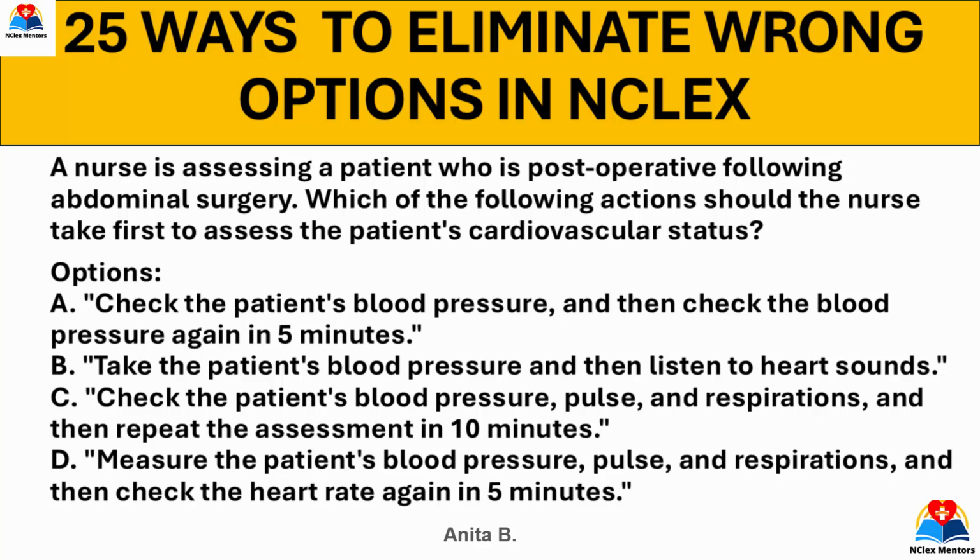A nurse is assessing a patient who is post-operative following abdominal surgery. Which of the following actions should the nurse take first to assess the patient's cardiovascular status? The options given to you on the screen are: Option A. Check the patient's blood pressure, and then check the blood pressure again in 5 minutes. Option B. Check the patient's blood pressure, and then listen to heart sounds. Option C. Check the patient's blood pressure, pulse, and respirations, and then repeat the assessment in 10 minutes. Option D. Measure the patient's blood pressure, pulse, and respirations, and then check the heart rate again in 5 minutes.